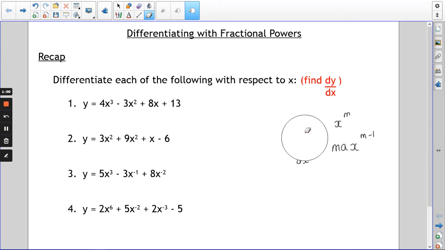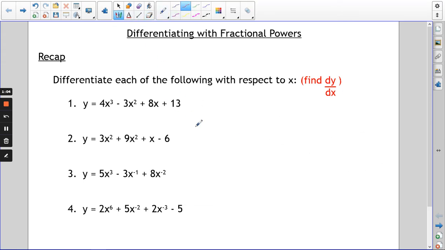Okay, so we've got 4 examples. If you want to pause the video and have a go at them, then that's probably a good idea. And then when you're ready, press play.